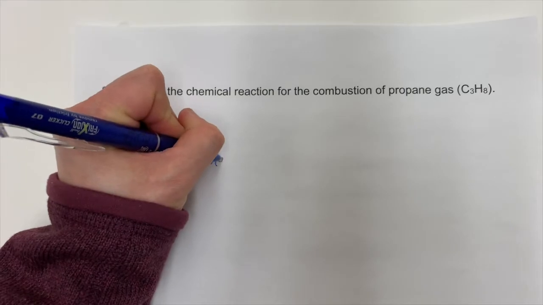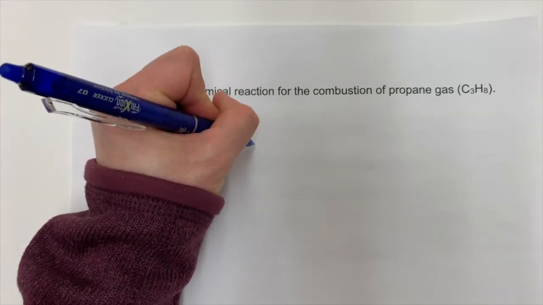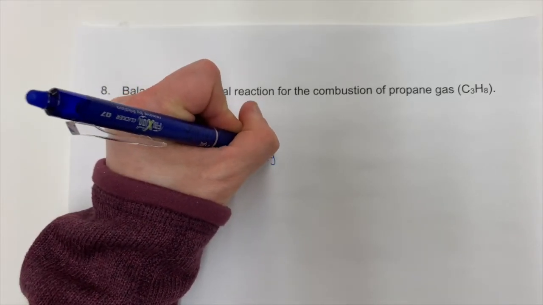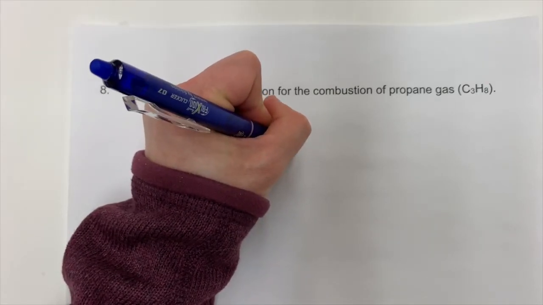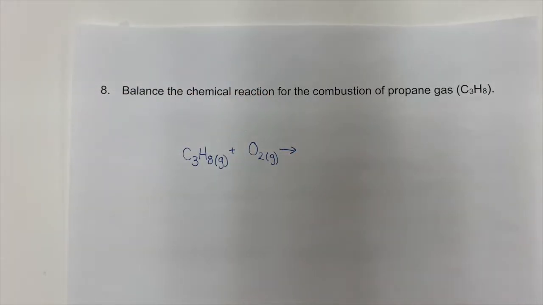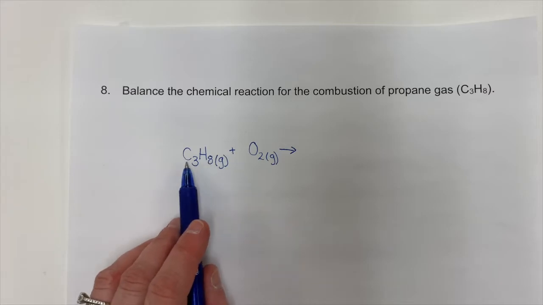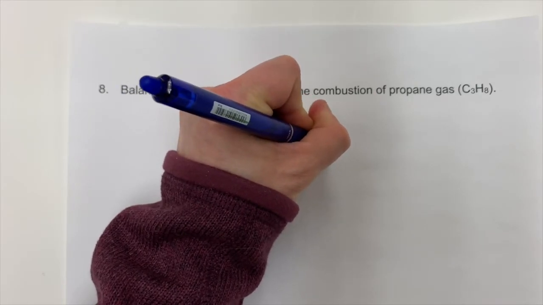It tells me it's a gas, so I'm going to write gas as the state, then plus the reaction with oxygen. We know that oxygen is also a gas, so we're going to write it as gas as well, and then my arrow to my product side. Remember that when you do combustion reactions, you look at the reactant that's not oxygen to determine what the product will be. Because carbon is part of the reactant, carbon dioxide will be one of the products.